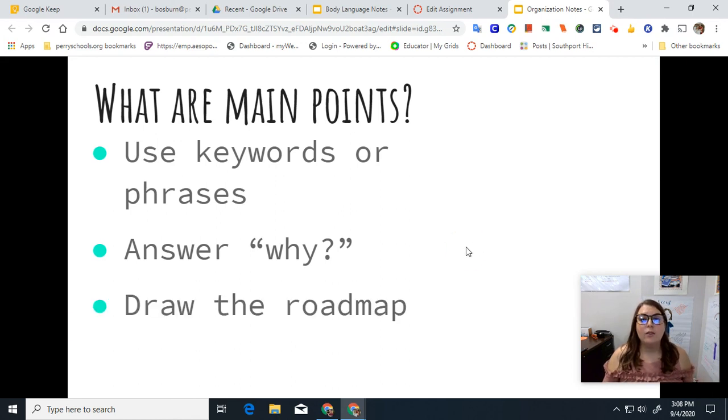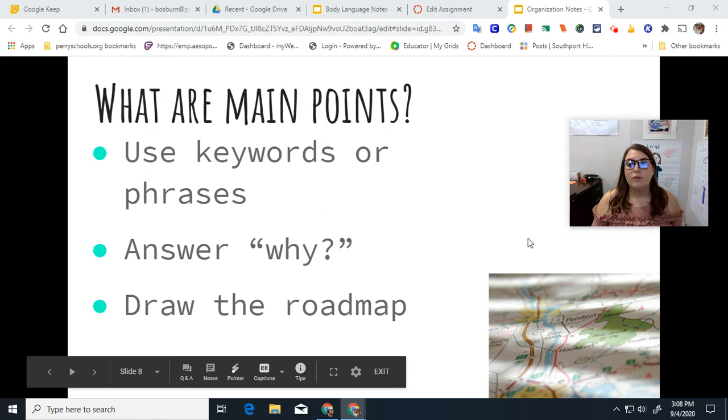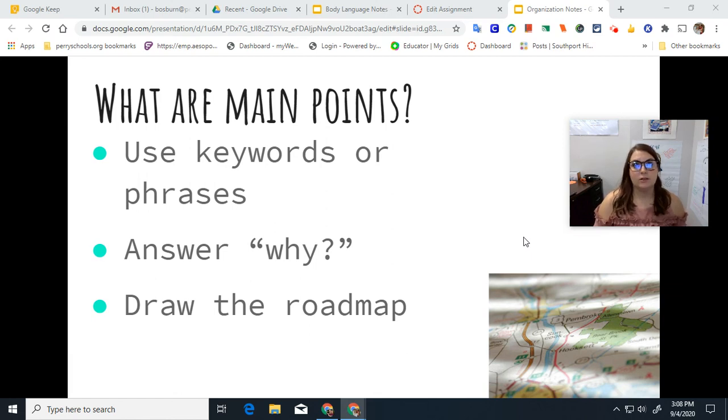And they should draw the roadmap for your listeners. They should help us understand how to get from the claim you've made in your introduction, your thesis, to being convinced by your conclusion, right? They are the things that are going to help us be on your side, understand your point, and hopefully agree with you by the end.